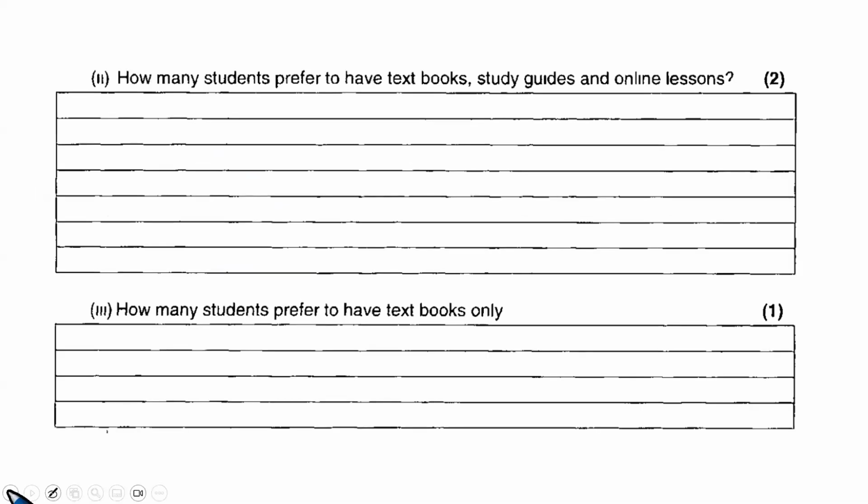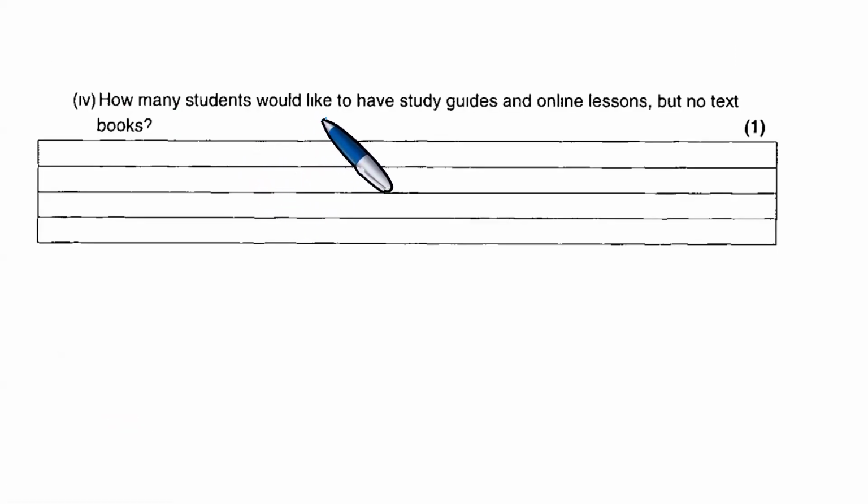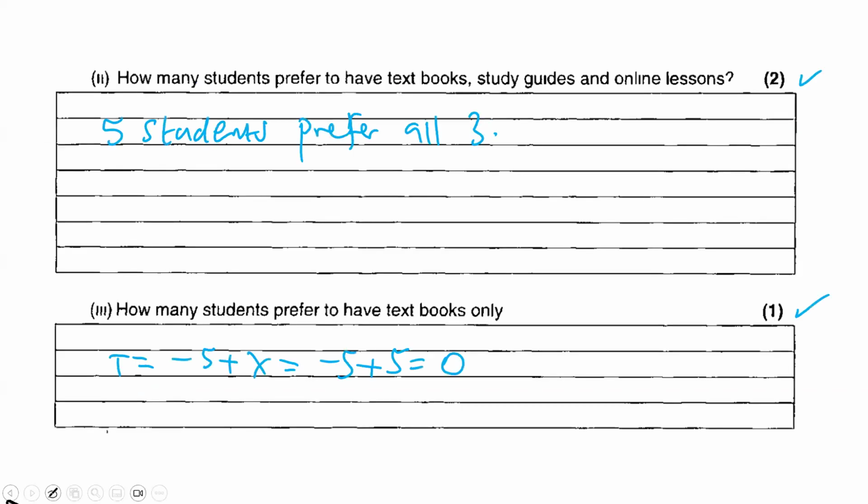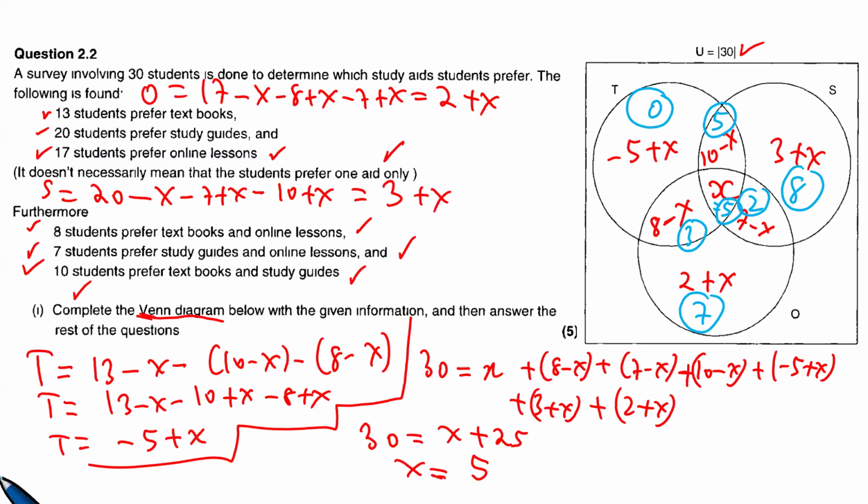How many students would like to have study guides and online lessons, but no textbooks? There are students who like study guides and online lessons, but no textbooks at all. The students are like, we don't love textbooks, we don't want them. What do we want? Study guides and online lessons. Let's look at the Venn diagram. Here are the study guides and online lessons, but no textbooks, and that would be 7 minus x.